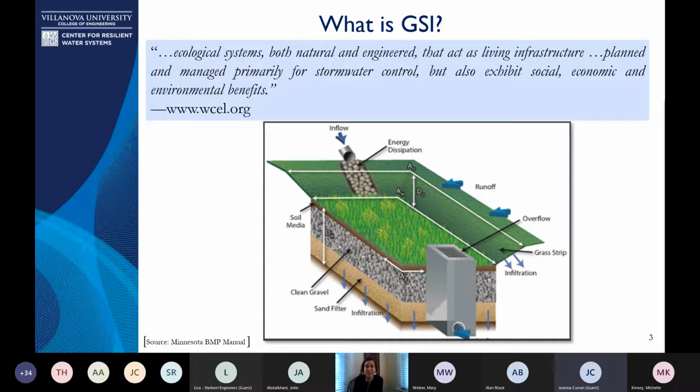So here we have an example of green stormwater infrastructure where you have some inflow coming in, energy dissipation, and then water is going into some vegetated area typically. And these can look a lot of different ways. This is just one example that we have here. And this example uses bioinfiltration to process the stormwater. And that's the example that we'll be using for a lot of the case study that I'll be talking about today.